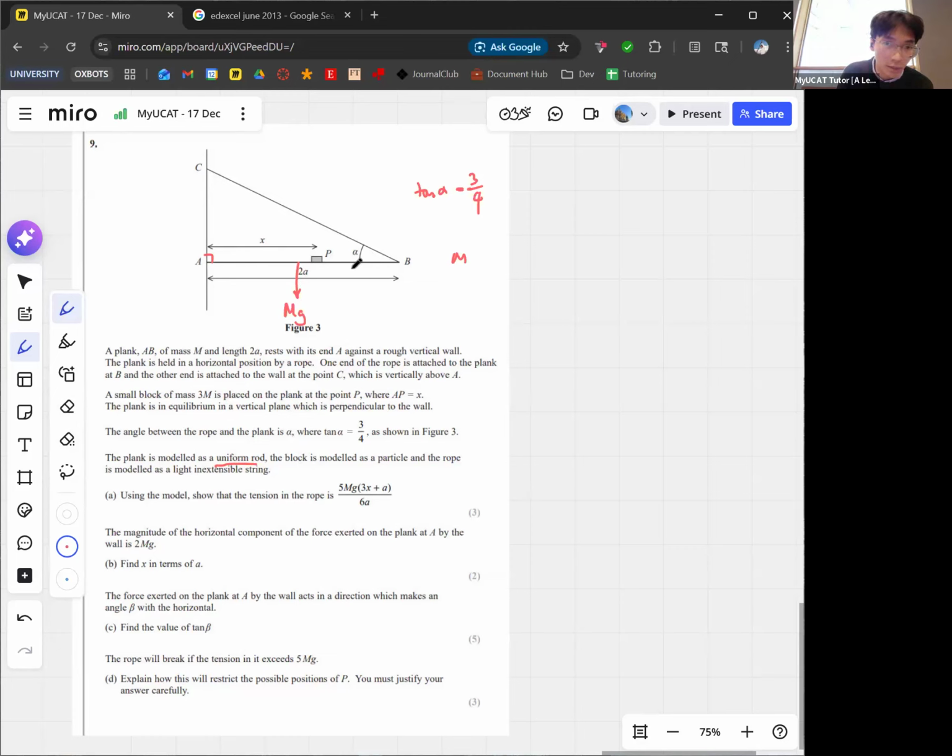Great. So I know that the block here is also going to be 3mg, right? Because the force is mass times gravity. Using the model, show that the tension in the rope is this. So I know that here, there must be two tensions. A tension that goes to here and a tension that's here, but you don't really need to care about this one. So not really that relevant. And then you would just do moments on the bar.